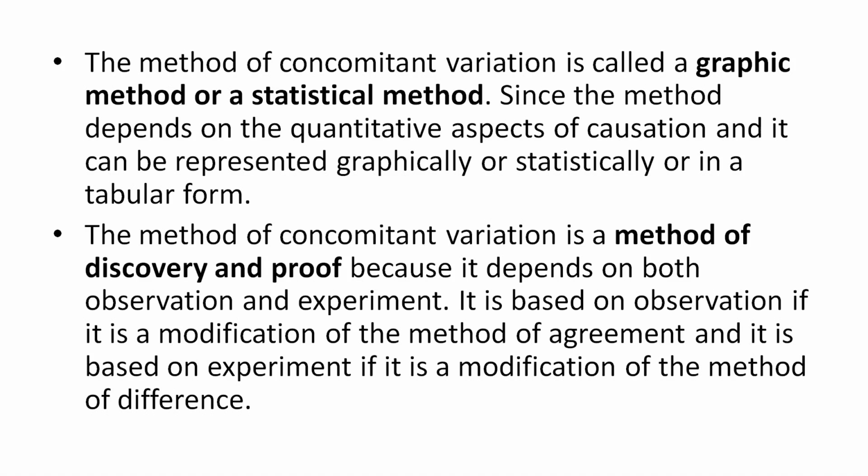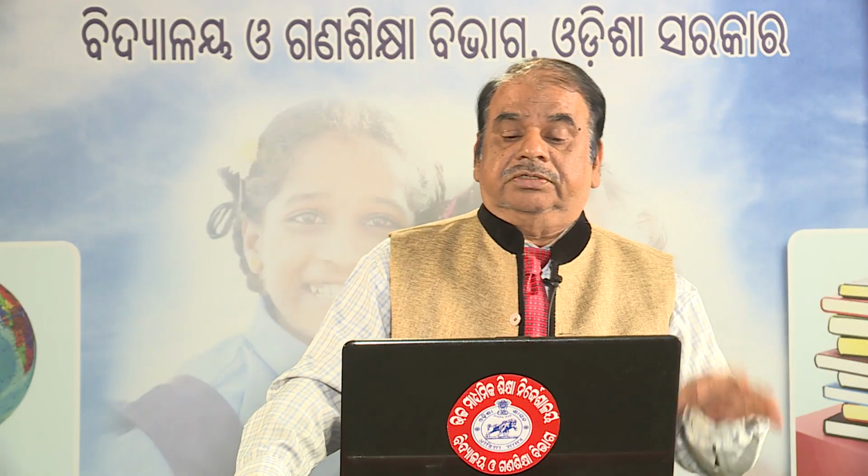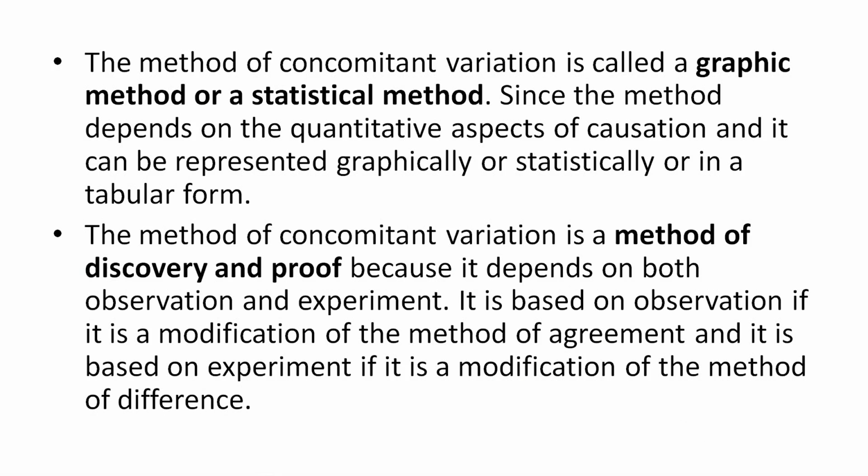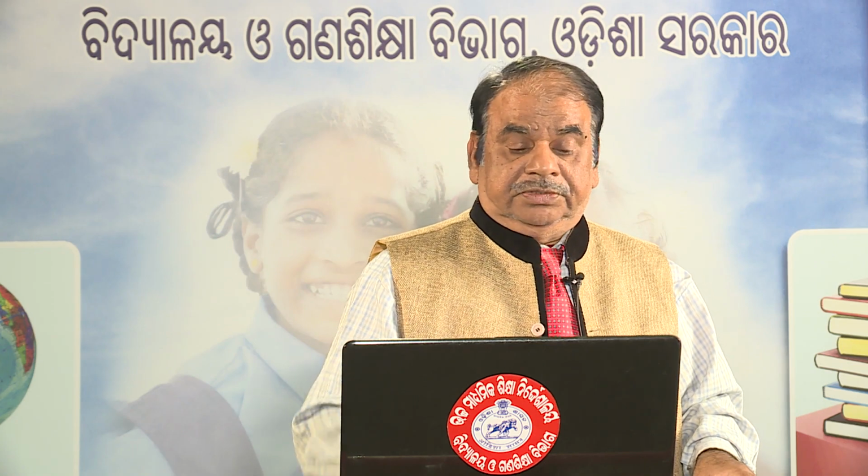It is a method of discovery as well as proof. We can discover the causal relationship, we can also prove the causal relationship, because it depends on both observation and experiment. It is based on observation if it is a modification of the method of agreement, and if it is based on experiment, then it is a modification of the method of difference.